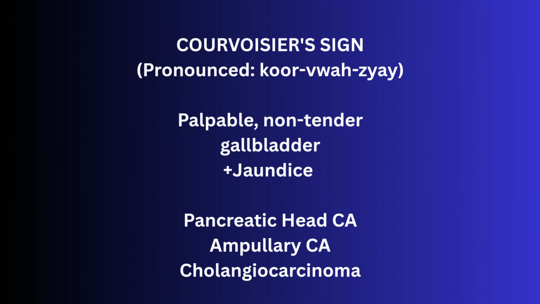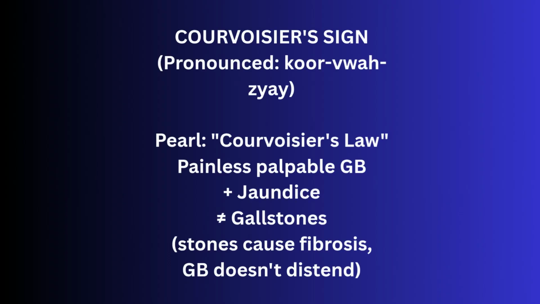Remember, Courvoisier: a painless palpable gallbladder with jaundice is unlikely to be gallstones. Why? Because gallstones cause chronic inflammation and fibrosis of the gallbladder wall. It becomes scarred and cannot distend. Only a gradually progressive malignant obstruction in a previously normal gallbladder allows it to distend enough to become palpable.